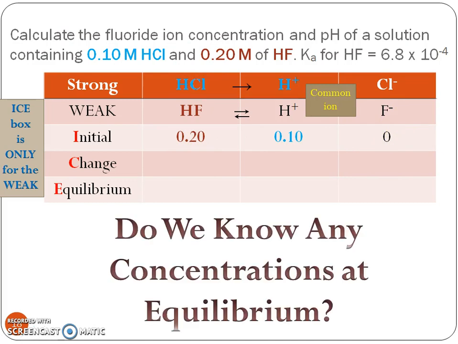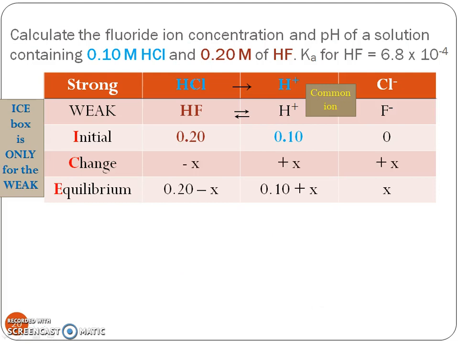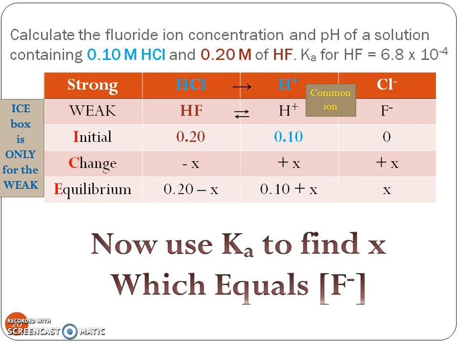So what's the next thing? Do we know any of those concentrations at equilibrium? They don't give us any other information. So now we're going to use that X. We did that last chapter. So now we can fill in our change as negative here, positive for the products, and now we can solve for our Ka.